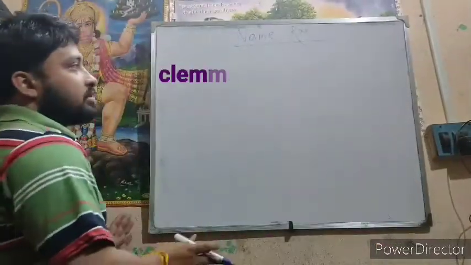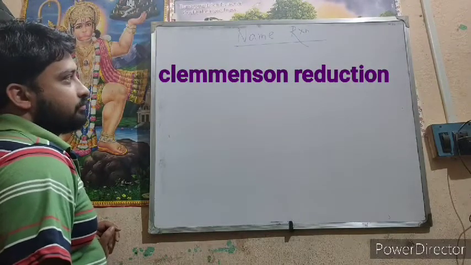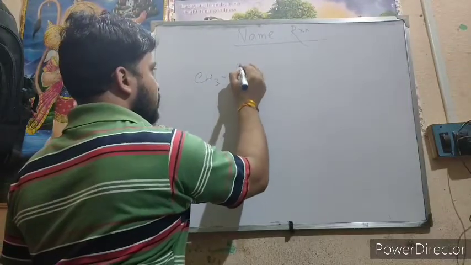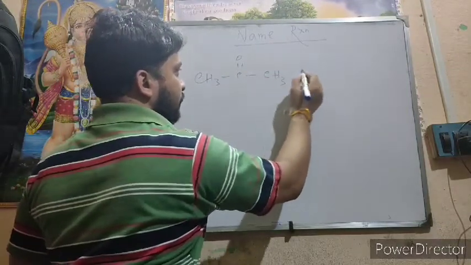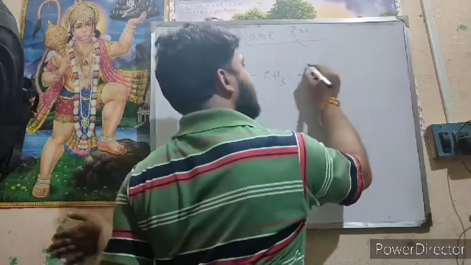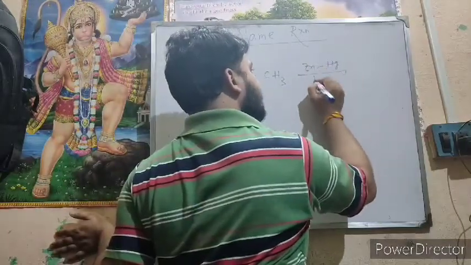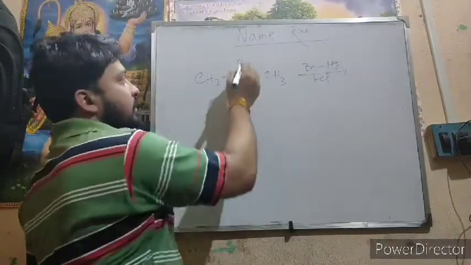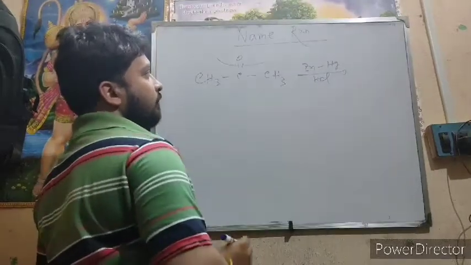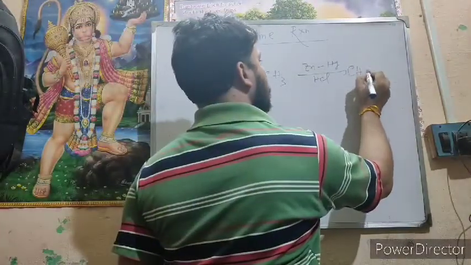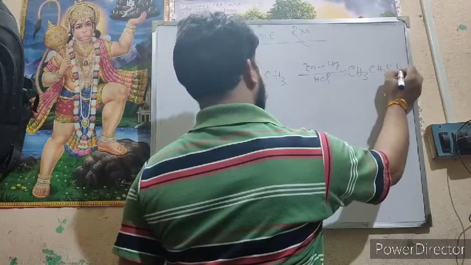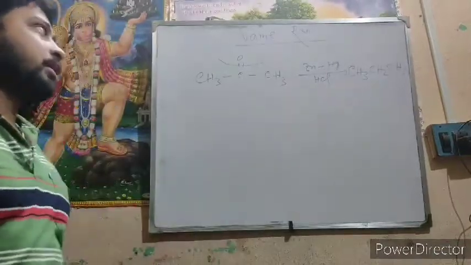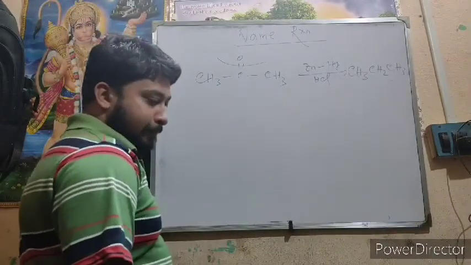Next is Clemmensen reduction. So Clemmensen reduction means you take CH3 C double bond O CH3 and it reacts with Zn, Hg and HCl. What you get? You remove this oxygen and put H2 here, so CH3CH2CH3. Very easy process. You remove this oxygen and put 2 hydrogens.